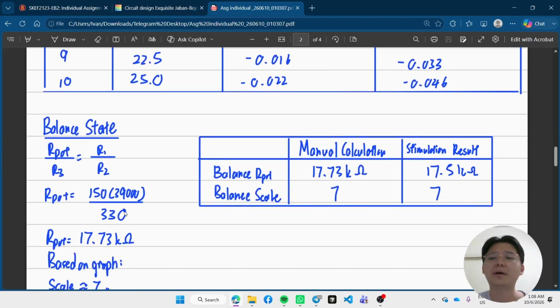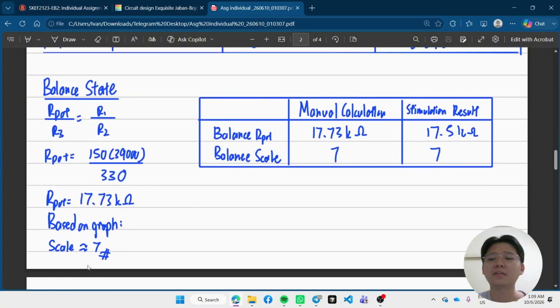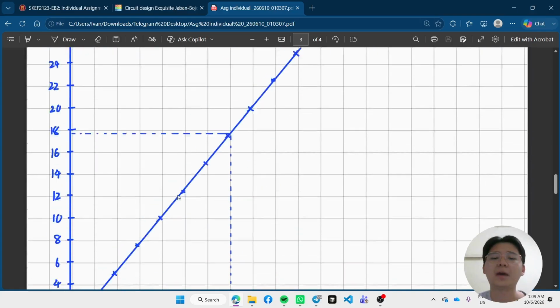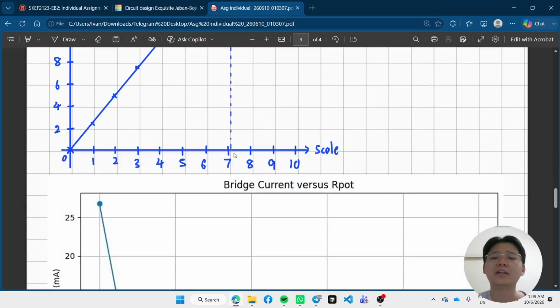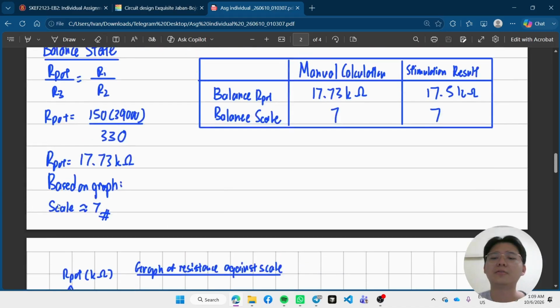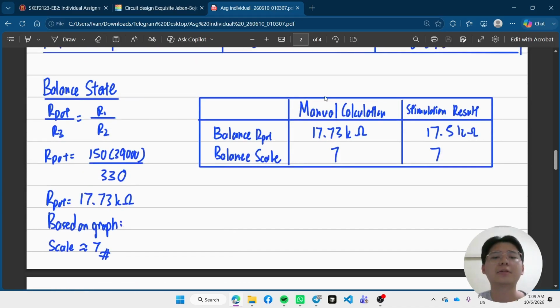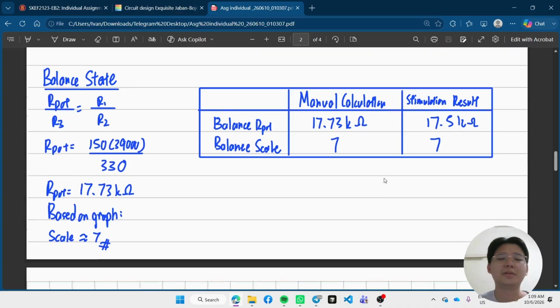And this one is my manually calculated balance state, and the R port will be 17.17 kilo ohm. Based on this graph, I can see that it's nearly at 7. So the manual calculation will be this one, and the simulation is also 7. So that means I am correct.